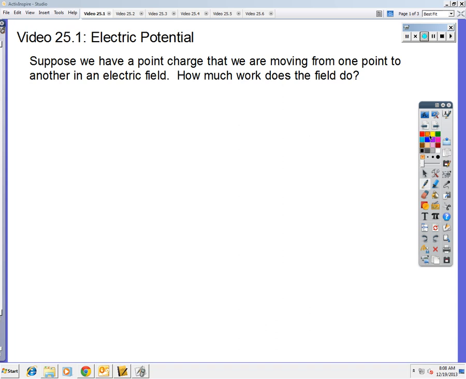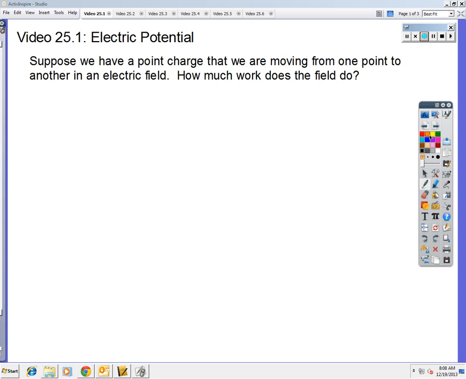Okay, welcome to the second half of electrostatics. In the first half of electrostatics we looked at electric field and electric forces. In this half we're going to look at the energy associated with electric fields and forces, and to do that we need to introduce the concept of the electric potential. This is not the same thing as potential energy, but it is a closely related concept.